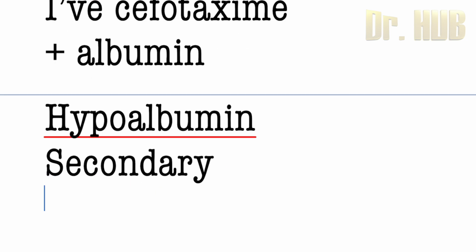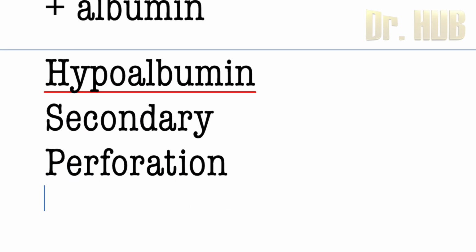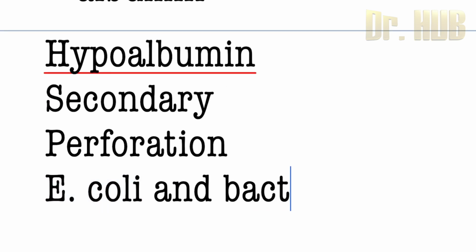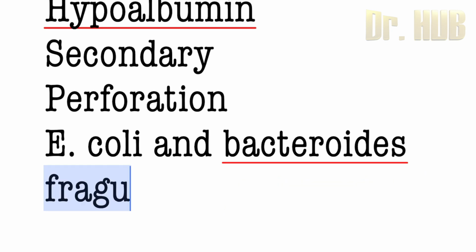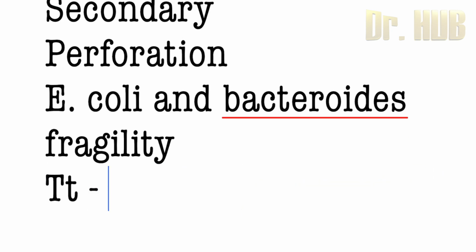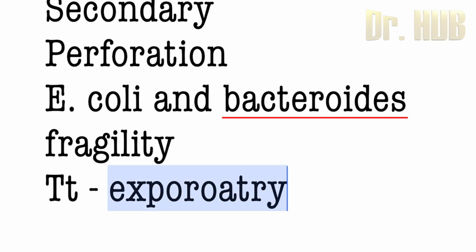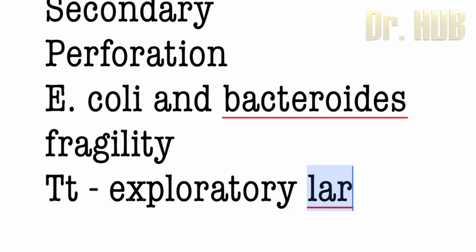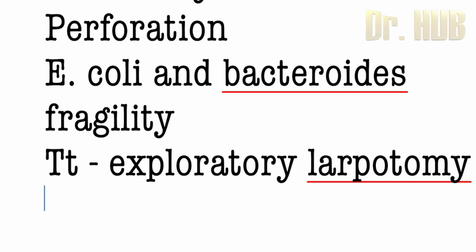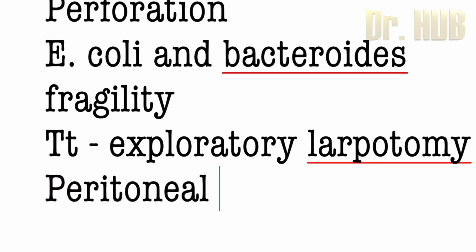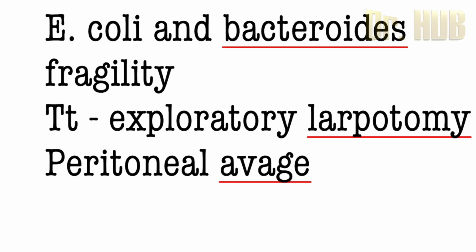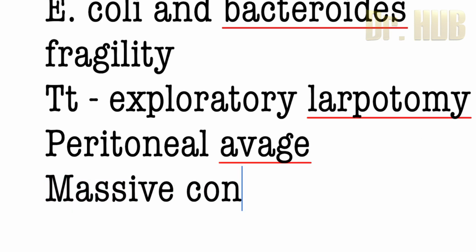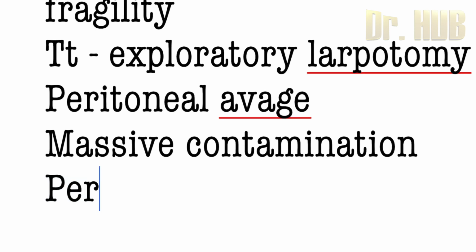Next is secondary bacterial peritonitis. It results from visceral perforation, and it can be of the small or large bowel. It is polymicrobial, with organisms like E. coli and Bacteroides fragilis. Now how do you treat this? The treatment involves exploratory laparotomy, peritoneal lavage, repair of the perforation, and stoma formation in cases of massive contamination.